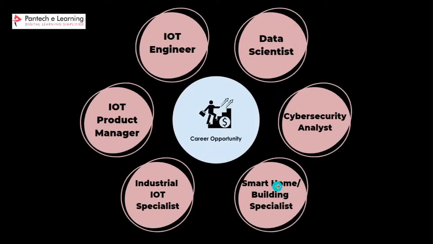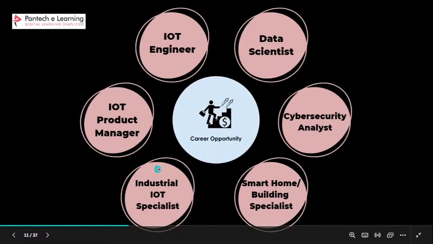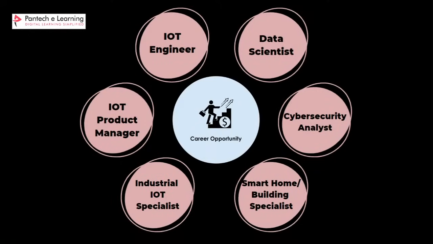Now coming to smart home or building specialist. With a focus on IoT for homes and buildings, you could work as a specialist designing and implementing smart home or building systems. And then coming to industrial IoT specialist, developing and implementing IoT solutions in manufacturing, like oil and gas and other industrial settings. And at last, coming to IoT product manager, with knowledge of IoT technologies and market trends, you could work as an IoT product manager, overseeing the development and launch of IoT products.